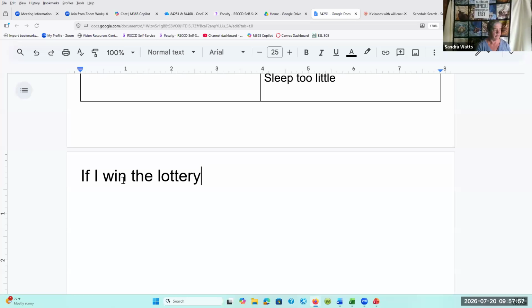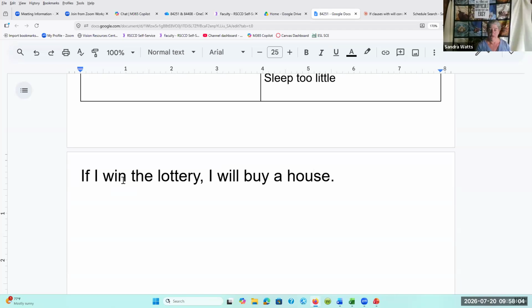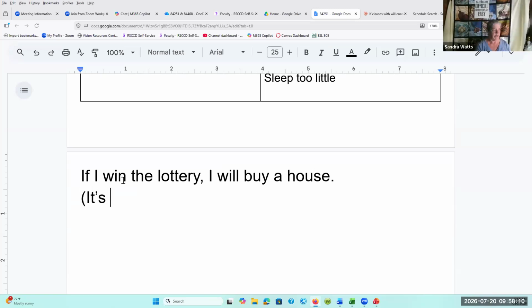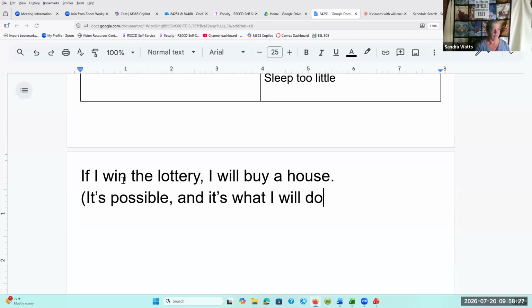If I win the lottery, I will buy a house. Okay. So in this case, you are thinking it's possible. Maybe I play every week. Maybe, okay. So you're thinking it's possible. But it's not. Okay. And it's what I will do. Okay. You're using present and will plus the verb. Okay, so difference in meaning, difference in the grammar.